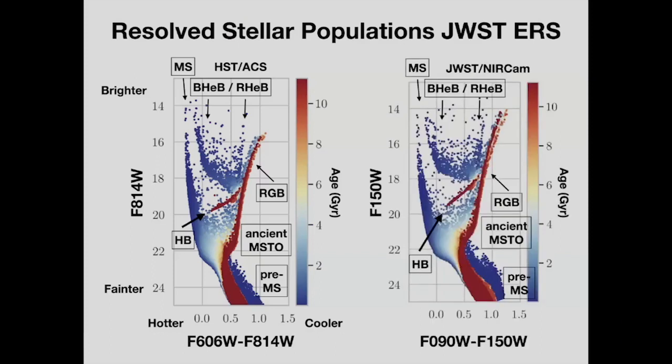And now what I'm showing on the right is an example with JWST NIRCam. And so while F606W and F814W have been the workhorse for HST, we anticipate that F090W and F150W are going to be a similar workhorse for much of the science with JWST. And so you can see many of the same features in the JWST color magnitude diagram. But what you'll notice is there are some subtle differences. For example, the things that are luminous and blue with HST become dimmer in the infrared, but things that are red in optical colors tend to become brighter and more accessible to JWST. And so things like the red giant branch and the ancient main sequence turnoff become really prominent with JWST.